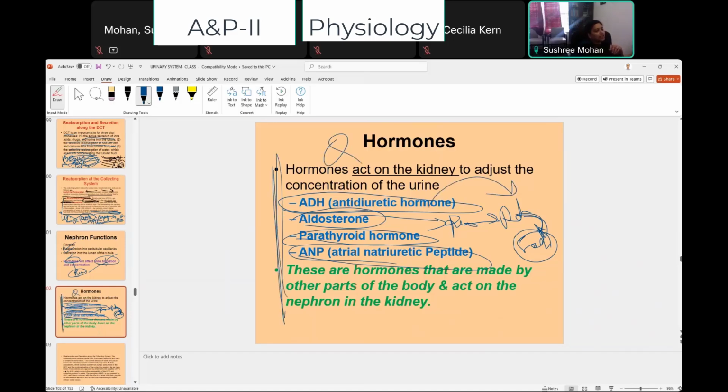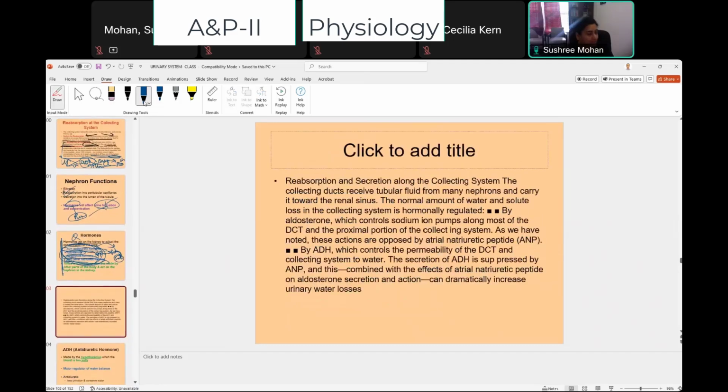How does ADH influence the urine formation? What does it do? How does aldosterone or sodium reabsorption change the urine formation? Which one increases blood pressure? Which one decreases blood pressure? Which one produces more urine? Which one produces less urine? I hope your concept is very clear about each one of them. If not, ask me, or write an email, and I will explain to you over email.